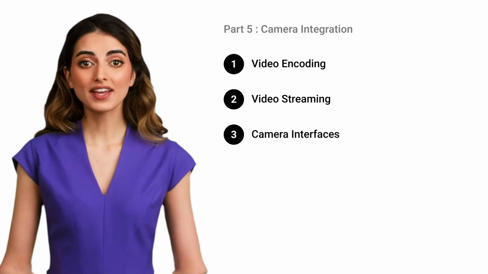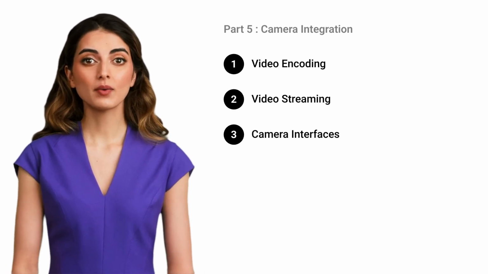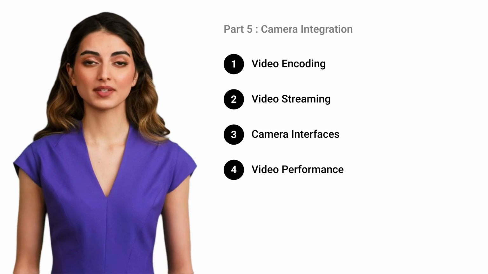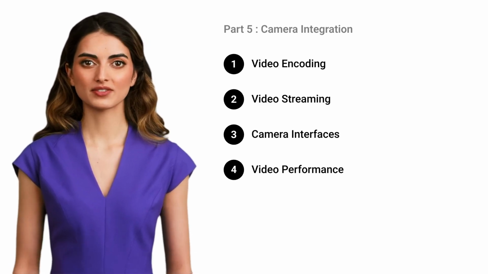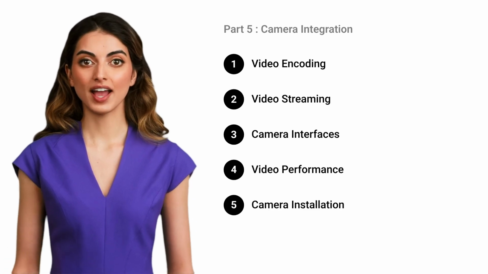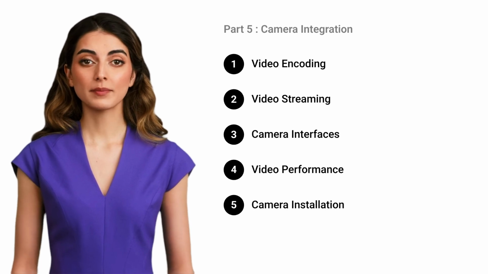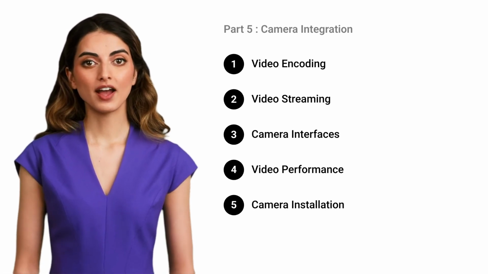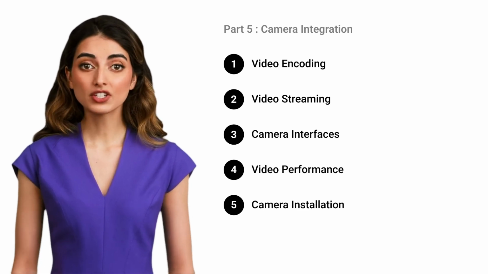We will then study camera interfaces, which define how cameras physically and electronically connect to processors, networks, and vehicle systems. After that, we will examine video performance, including bandwidth, latency, resolution, frame rate, and coordination between multiple cameras. Finally, we will cover camera installation, how placement, calibration, orientation, field of view, blind spots, mounting, and power integration affect real-world performance. Part 5 brings all the earlier camera concepts together into one reliable, connected, and mission-ready camera system.